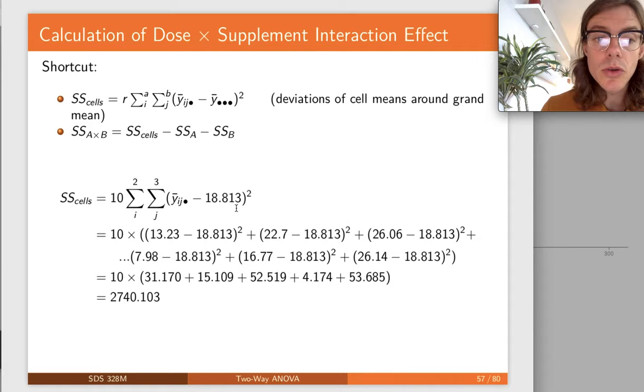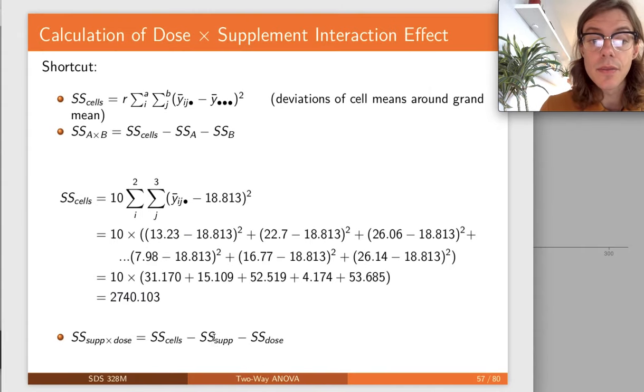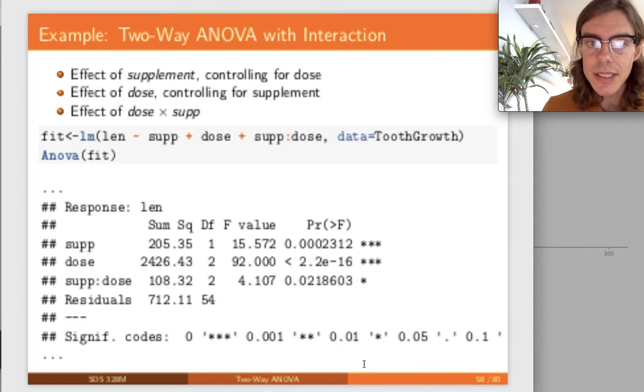If we do that here, we can do it by hand. It doesn't take too much time. It's kind of annoying, but if you want to see that, you can compute it, and you end up with 2740 for the sum of squares cells. To get the interaction sum of squares, we just subtract the sum of squares for supplement type, which was like 205, and the sum of squares for dose, which was like 2,400 something. If we do that, we end up with the interaction sum of squares of 108.32, which is small, but it might still be significant. We have to run the ANOVA and see, right?